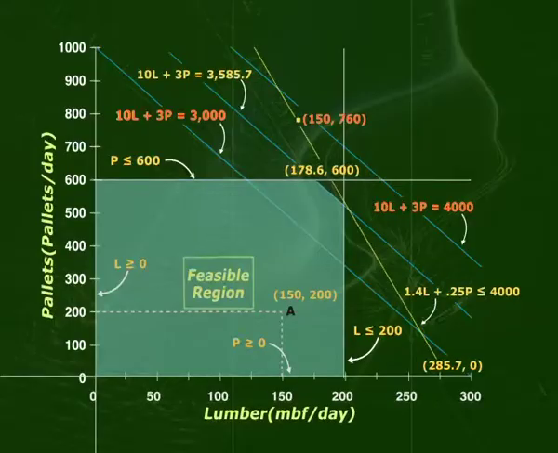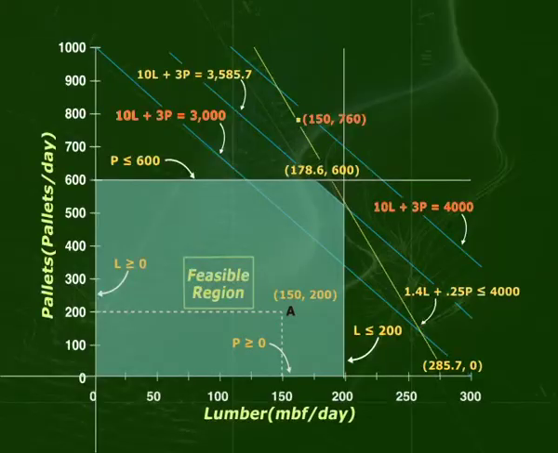Note also that as the objective function value increases, the line defined by the objective function moves farther out from the origin of the graph, that is the point (0, 0). All of the space between the two objective function lines discussed so far can be filled with parallel lines corresponding to different values of the objective function between 3000 and 4000.